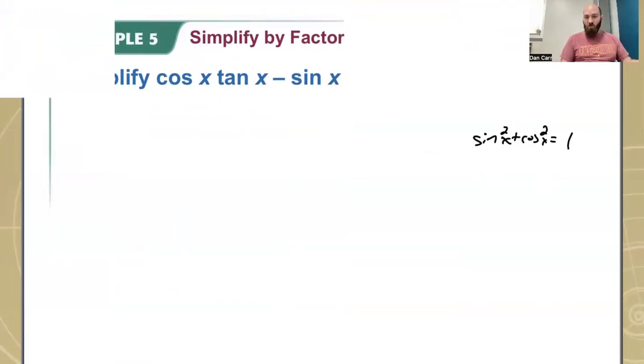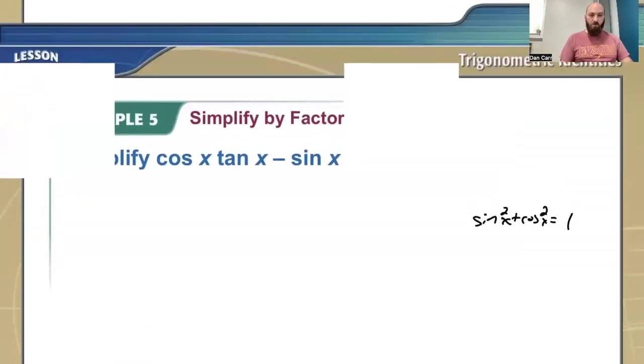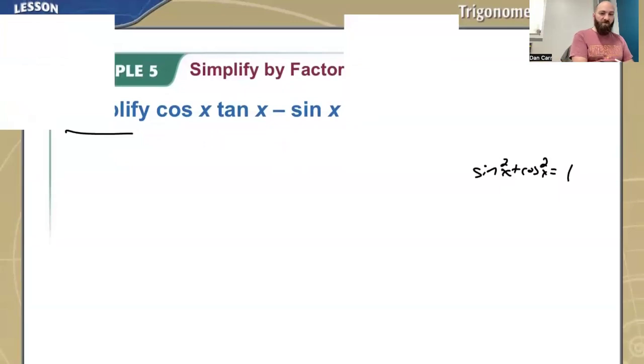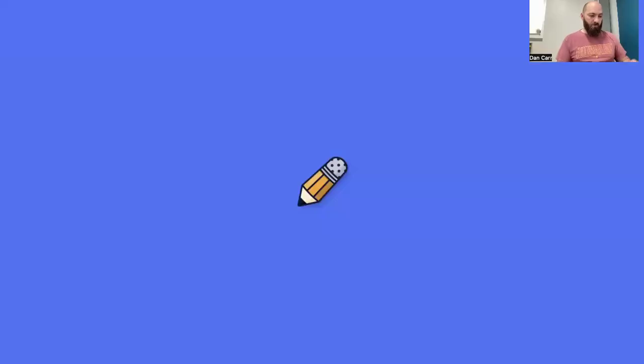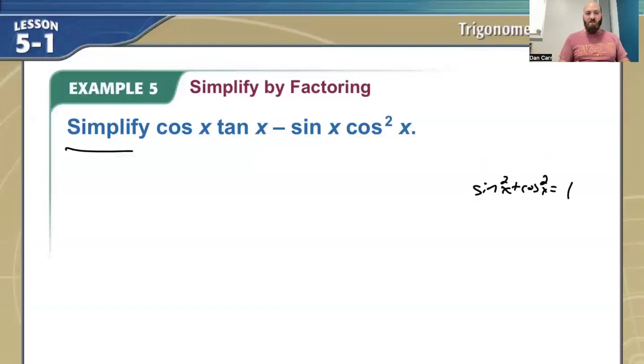Okay, so simplify by factoring. Once again, I'm going to look for, in this case, whatever. It says simplify here. I know it's not showing up on your screen, but it's fine. Okay, simplify the cosine of x times the tangent of x minus, oh, actually, you're missing a few things. I'm sorry, 1 second here. Let me go back. There we go, that's fixed. Okay, we want to simplify this expression. Cosine x tangent x minus sine x cosine squared x.